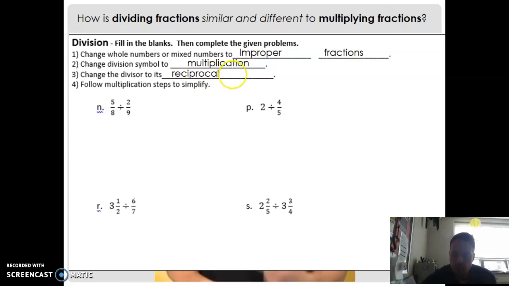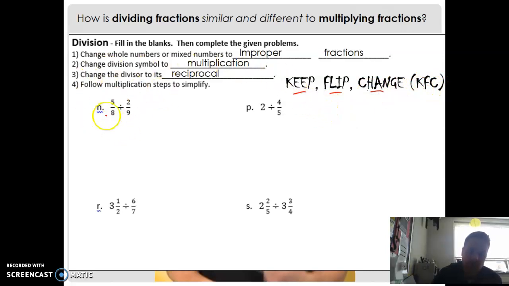And a quick way to remember our steps is we're going to think Kentucky Fried Chicken. Keep, flip, change. KFC, Kentucky Fried Chicken. All right, so this is just for division. So we don't want to start doing this for all of our problems. This is just division. So let's take a look.